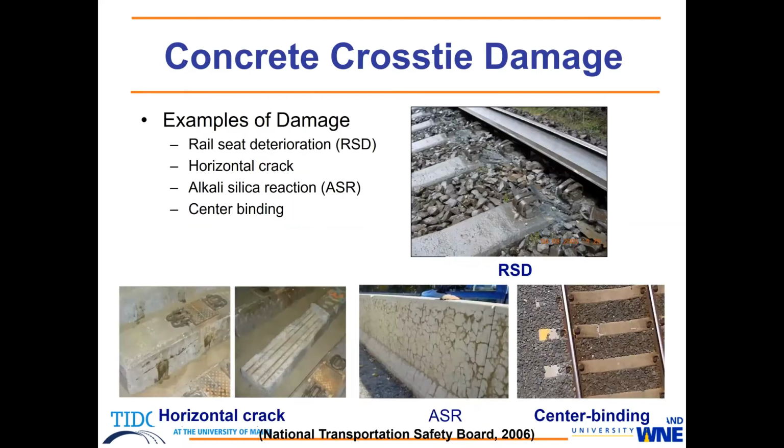So FRA have investigated what is happening to this structural components. So these are the examples of the damages we've been seeing in the field. So rail seat deterioration, that's the abrasion where some damage is on the bottom of the rail, but top of the concrete cross ties where the rail sits on. And the other one is horizontal crack along the pre-stressing wires, which is one of the main focus of this study. ASR, many people already know what it is, and also center binding structural problem.